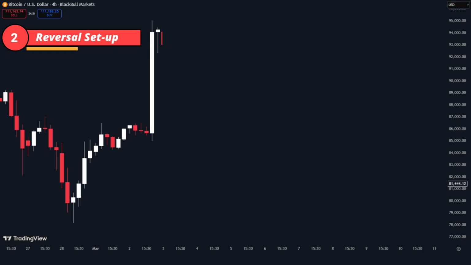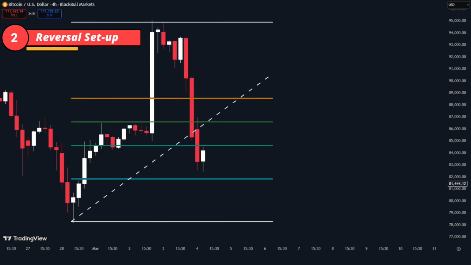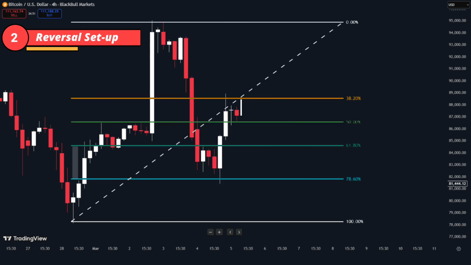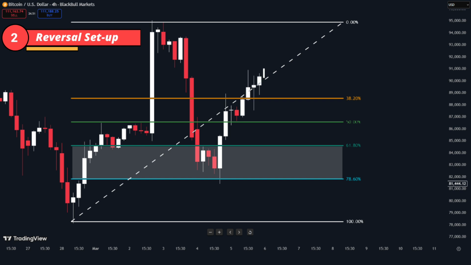For example, imagine price is in an uptrend and then pulls back to the 61.8 or 78.6 level, but forms a double top pattern with strong bearish candles. This is a clear signal that buyers are losing strength and sellers are stepping in. By entering here, you're catching the start of a potential downtrend.